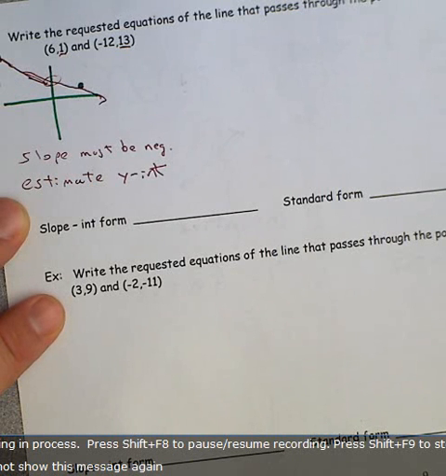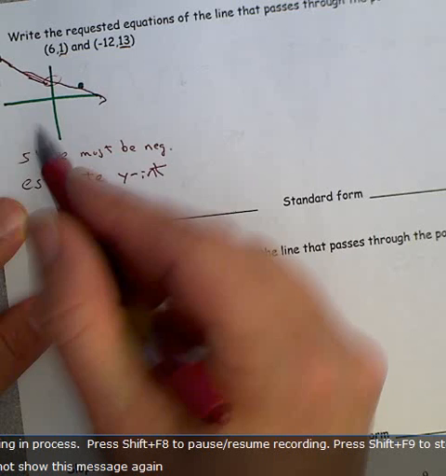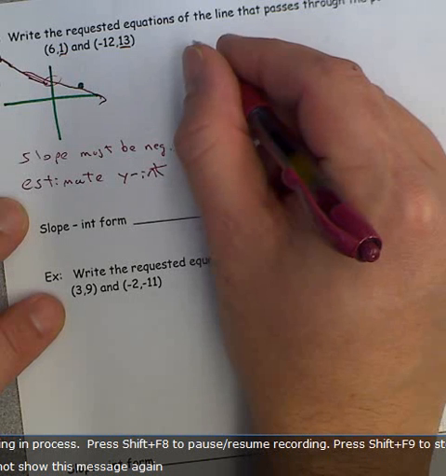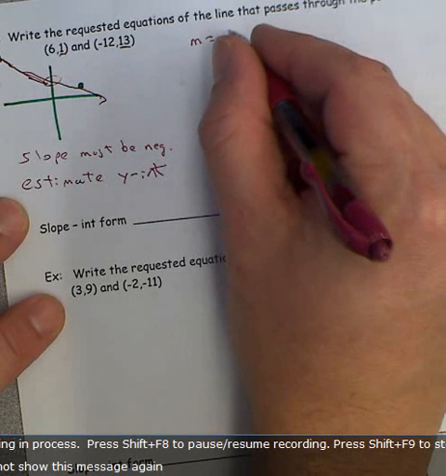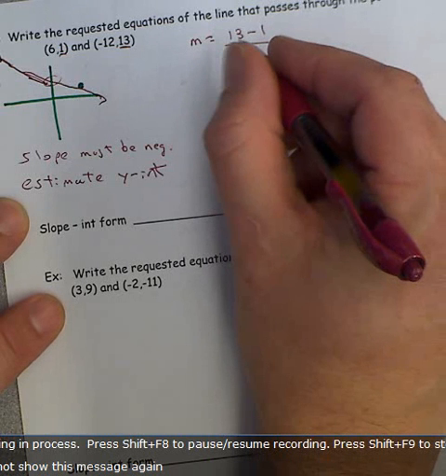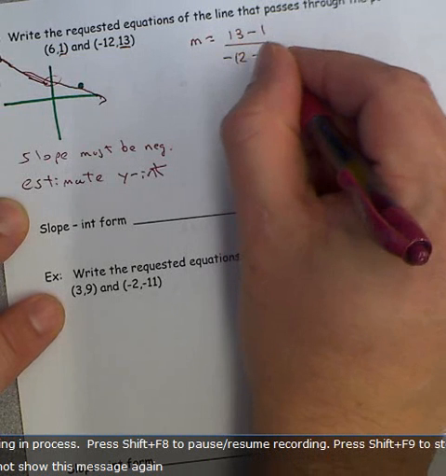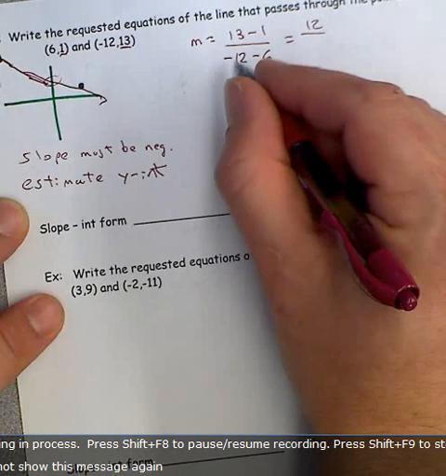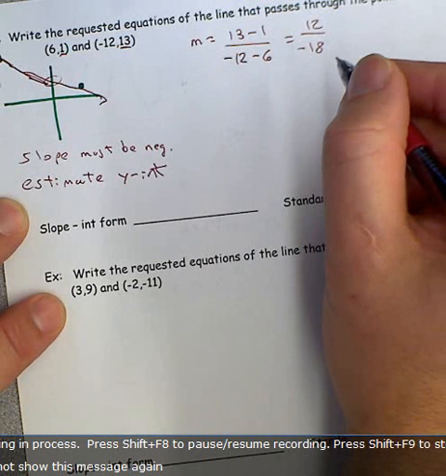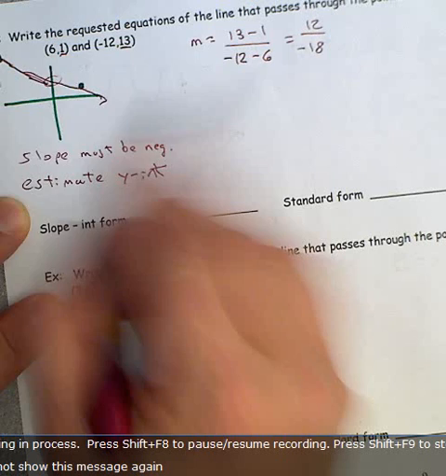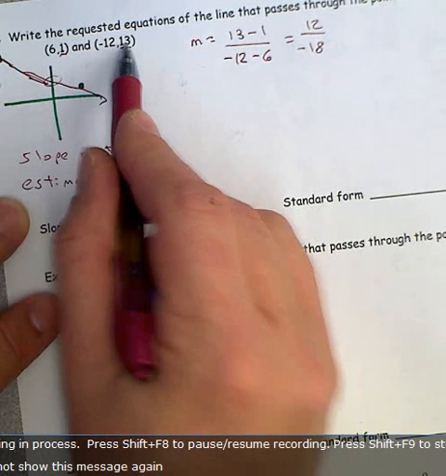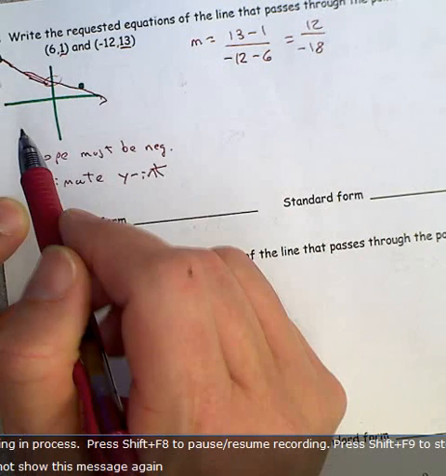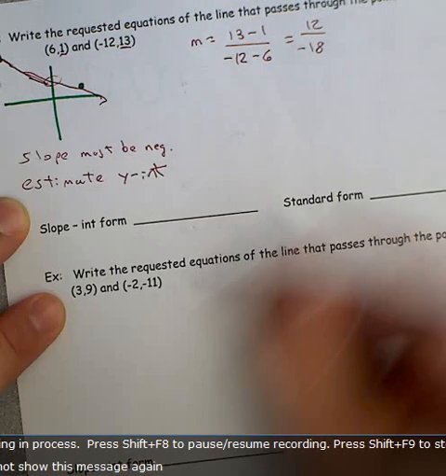Now, if I do my slope wrong when I'm calculating it and I get a positive slope, I'll know that I did it wrong. So when I'm calculating the slope, I get the slope equals the change in y, 13 minus 1, over the change in x, negative 12 minus 6. That gives me 13 minus 1 is 12, and negative 12 minus 6 is negative 18. If I would have gone 1 minus 13 on top, then I would have had to do negative 6 minus a negative 12 on bottom.